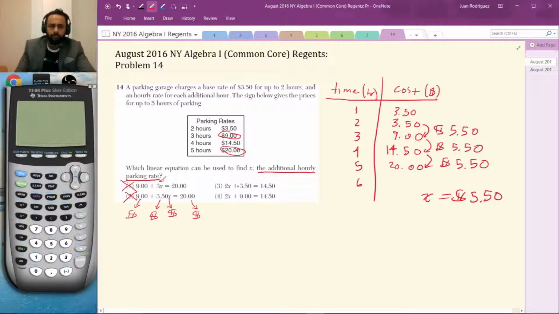Okay, so this one, 2x plus 350 equals 1450. Looks like here 1450. Let's erase a little bit here.